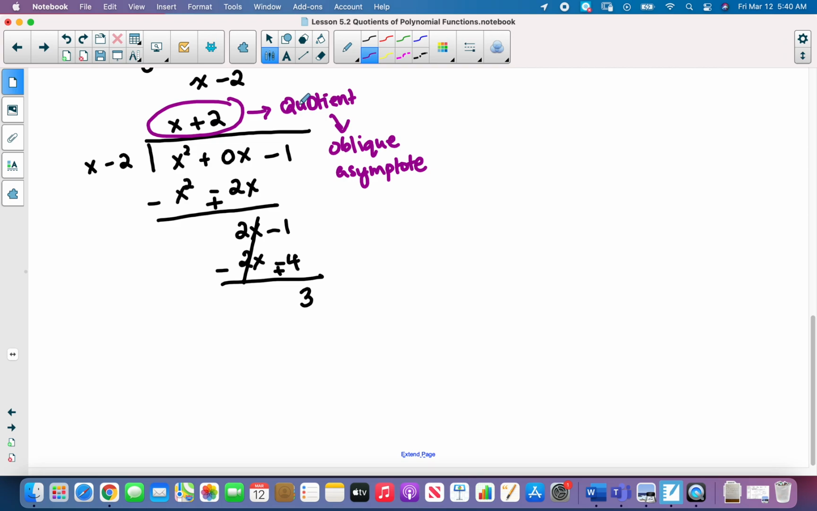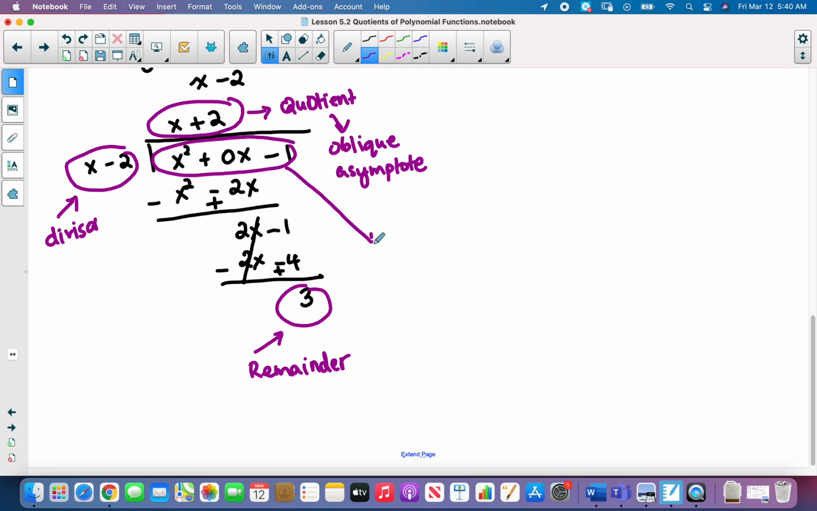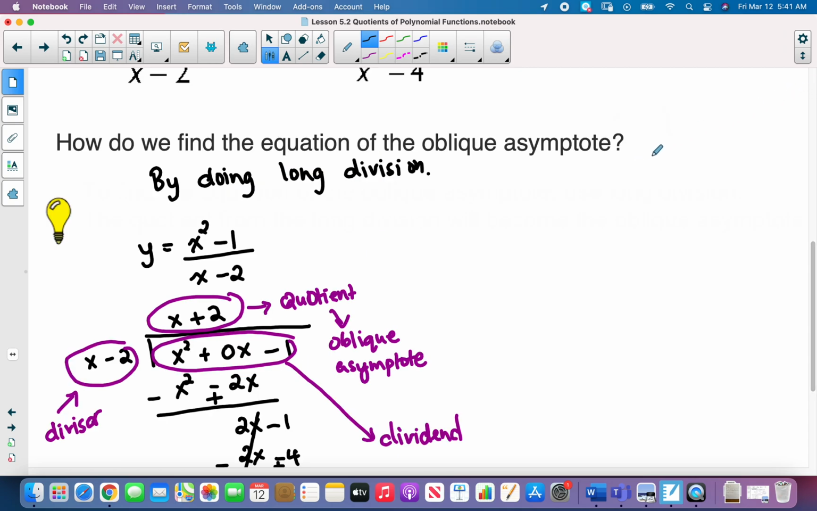So just to recap, this is called the quotient, this is called the divisor, right? This 3 is called the remainder, and this, what you're dividing, is called the dividend. Those are terms when you do long division. So in this particular example, the oblique asymptote will have the equation y equals x plus 2. I'm just going to call it OA for short. Let's try the other one too.